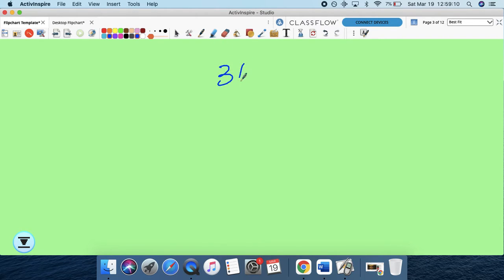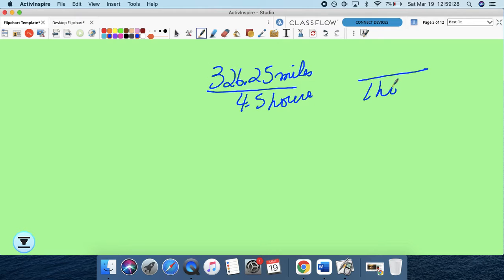3, it took 4 and a half hours for Emily to drive 326.25 miles. What was her average speed? So again, that's another way of saying what's the unit rate. How much was her trip per hour? 326.25 miles over 4.5 hours. So her average in 1 hour, how far did she travel? Divided by 4.5. 326.25 divided by 4.5 equals 72.5 miles per hour.